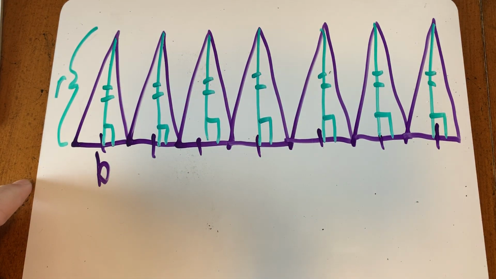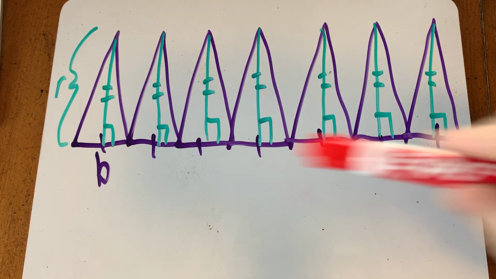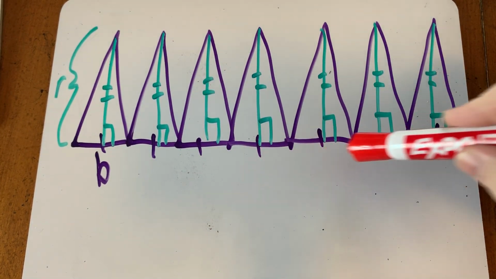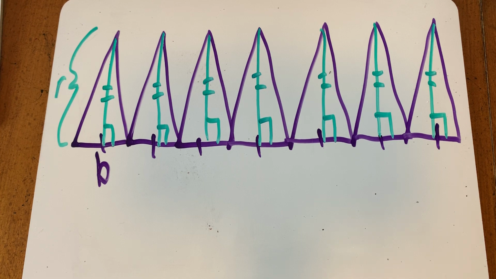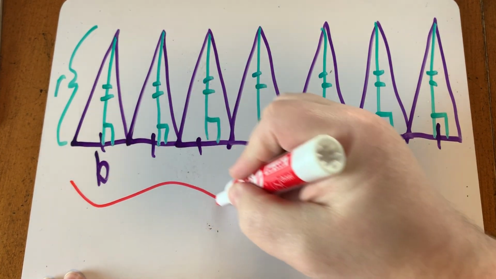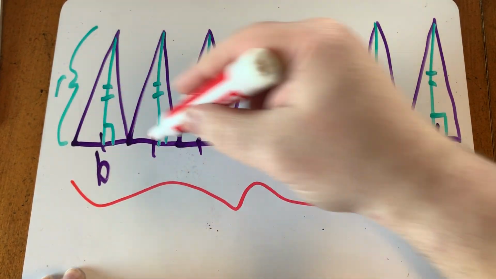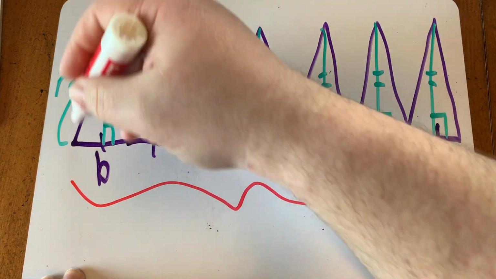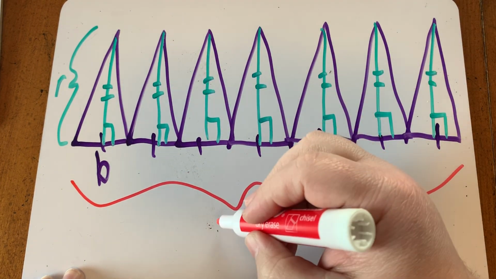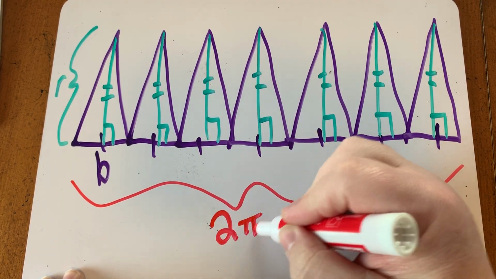So that's the radius. If you took each of these arcs that would create the bases of these triangles, that would be the circumference of the circle. When you wrap these all around together, that would give you the whole circumference of the circle, which is 2 pi r.